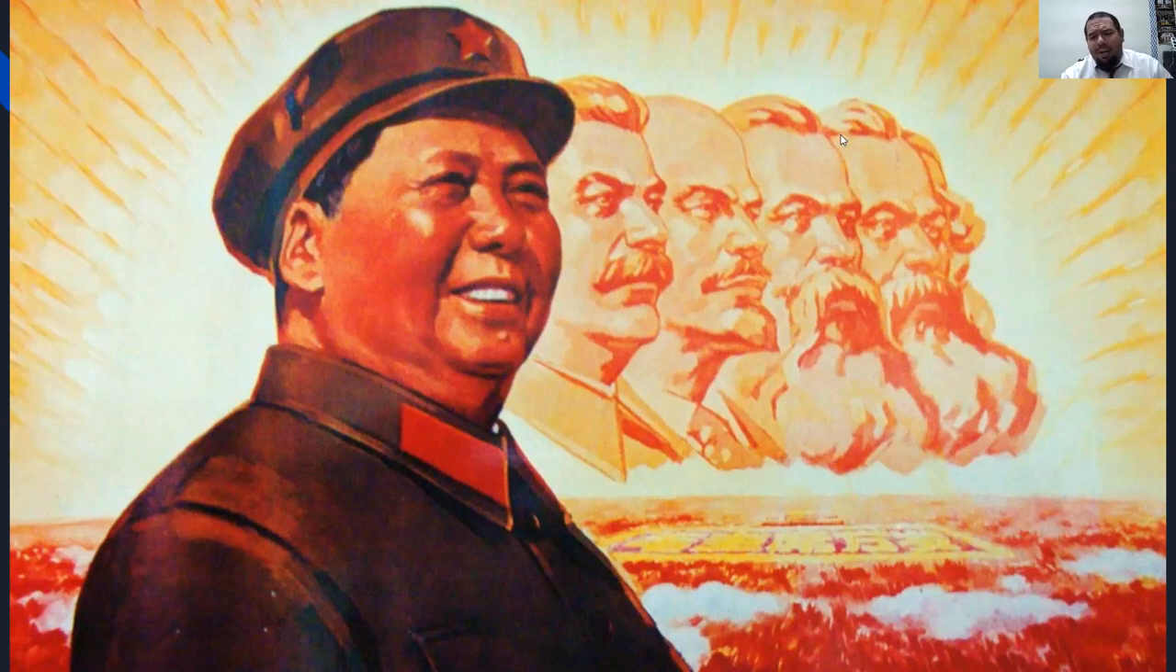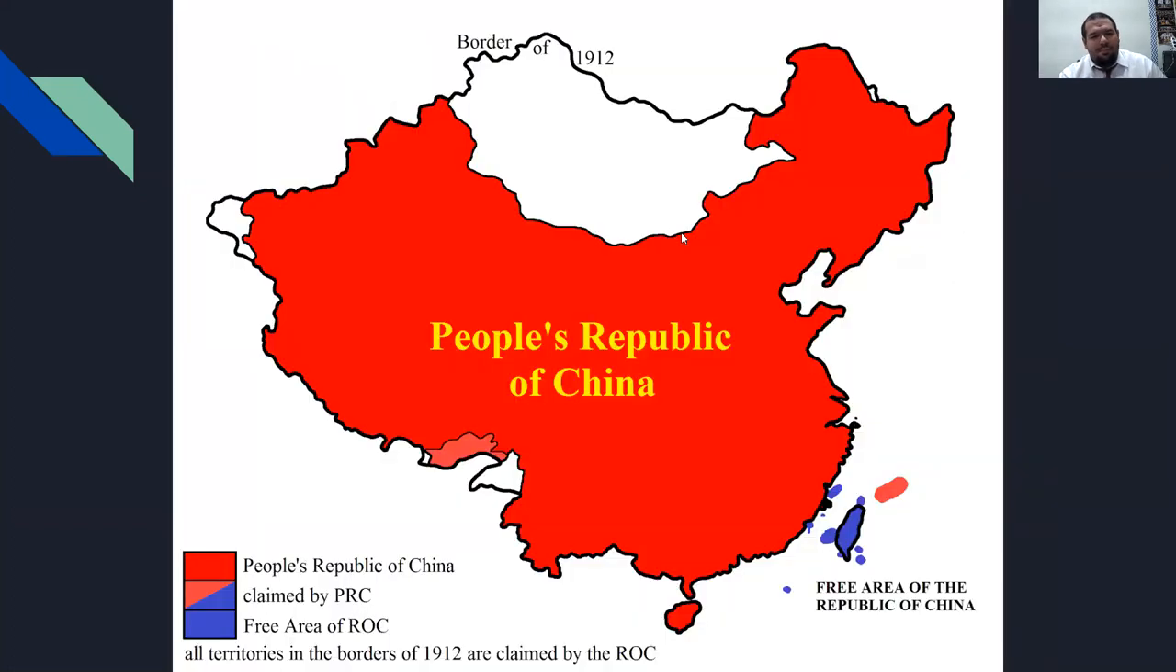Anyways, this is Marx. This is Engels. This is Lenin. This is Stalin. This is Mao. The evolution of communism, if you want to call it that. This is Chiang Kai-shek with FDR and Winston Churchill. And this is the PRC, People's Republic of China. There you go. Here's Taiwan.